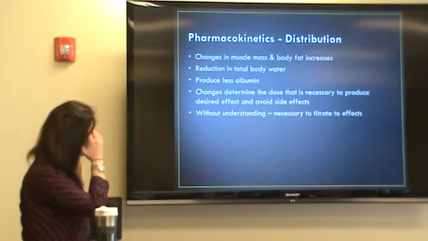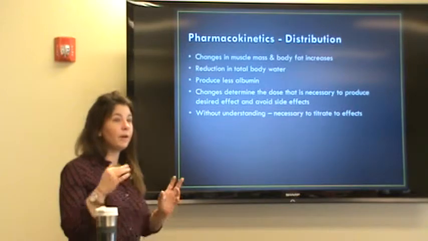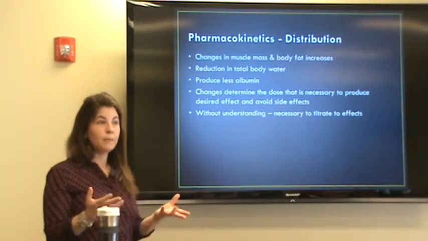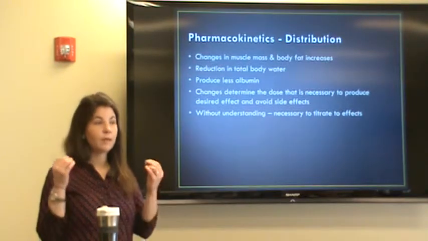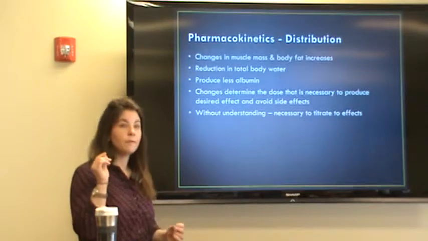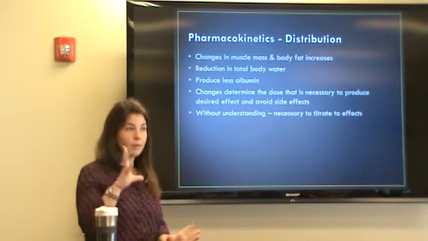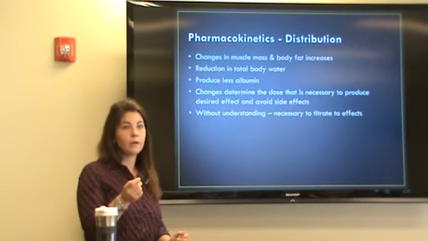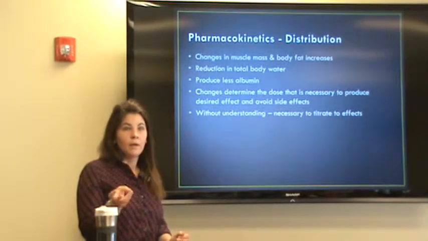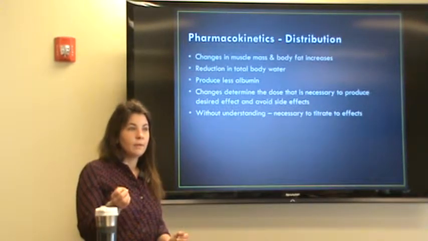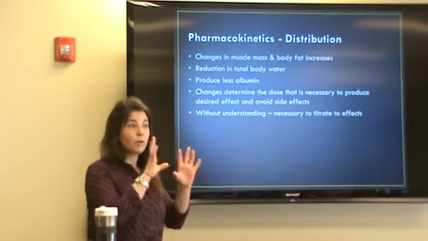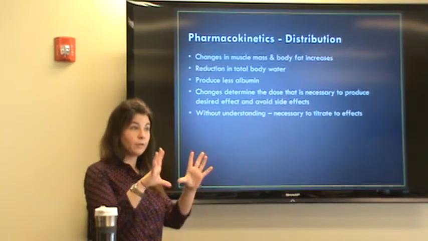Another change in elderly is they produce less albumin. So albumin is the protein that we have floating around in our blood, right? And albumin is important when we think about drugs because albumin binds to a lot of drugs. So that's why it's important. So if you have less albumin floating around in your body that likes to bind drugs, what's going to happen to the drugs? What was that? They won't be absorbed. They won't be absorbed. So that's something, but they're already absorbed because they're already in the bloodstream, right?